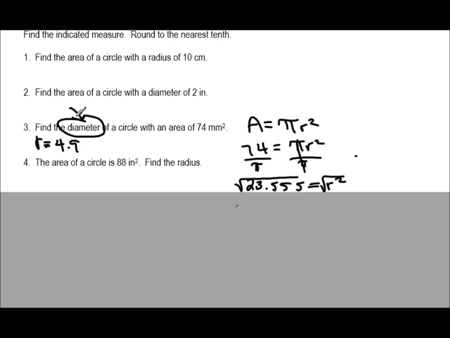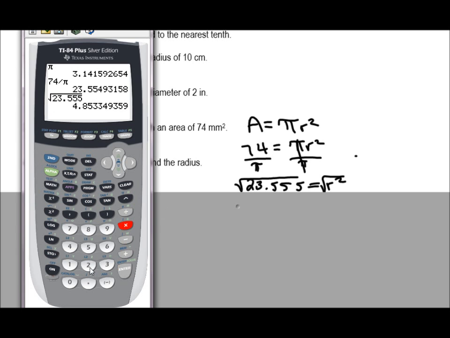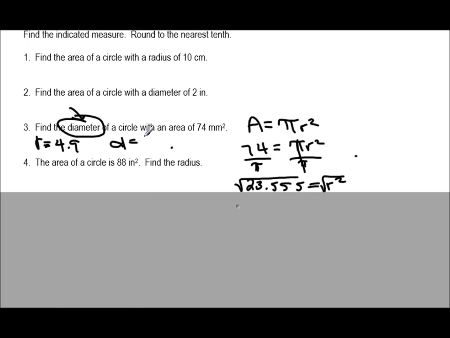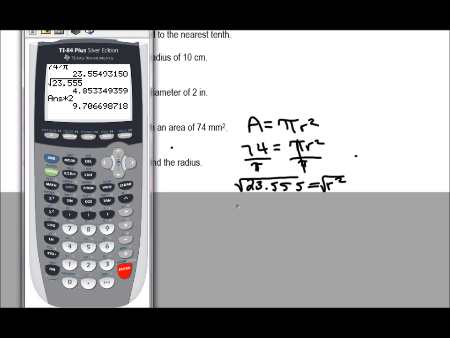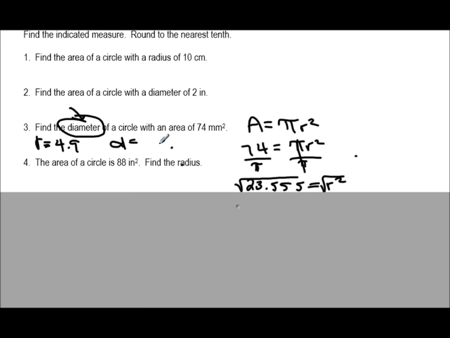But it wanted the diameter, so the diameter would be 2 times the radius. So I would take that number and multiply it by 2. So I would get 9.7. Or if you rounded early, 4.9 times 2, 9.8.